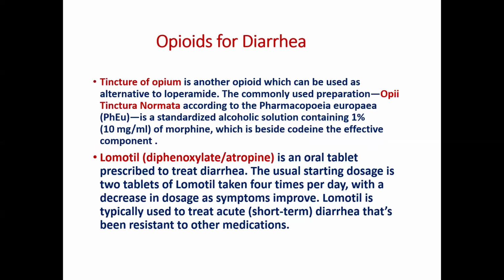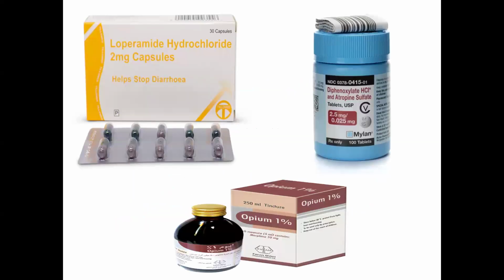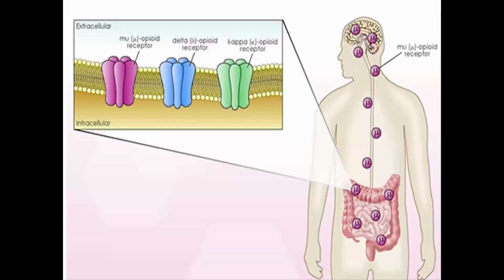Other drugs for diarrhea are tincture of opium and Lomotil, which is diphenoxylate and atropine. All right, these are the most famous drugs for diarrhea. Loperamide is the one over the counter, then diphenoxylate, and the opium 1%, which is a mix between codeine and morphine. These are classified drugs. The reason they work on diarrhea is that we have mu receptors in your GI tract.